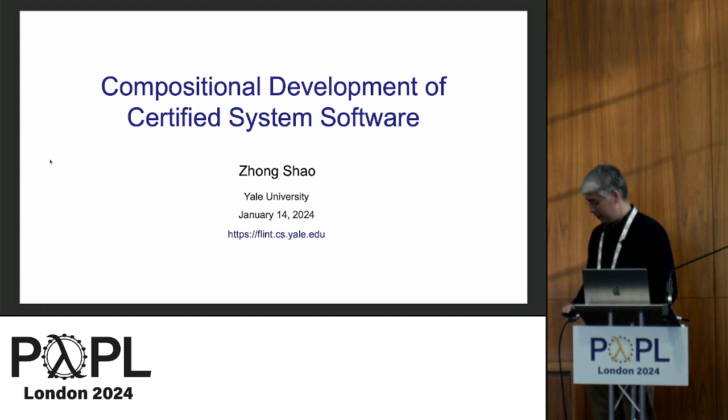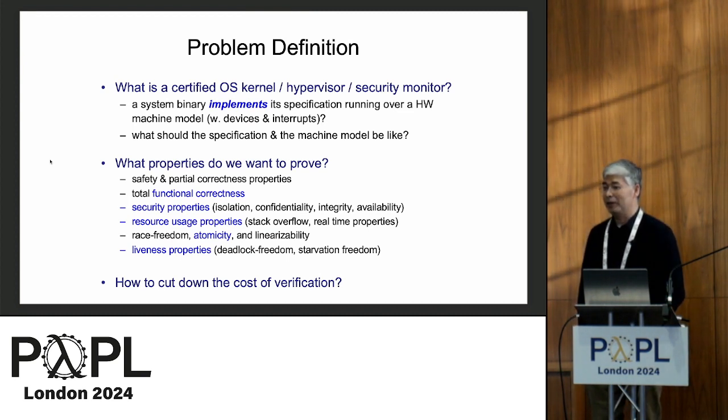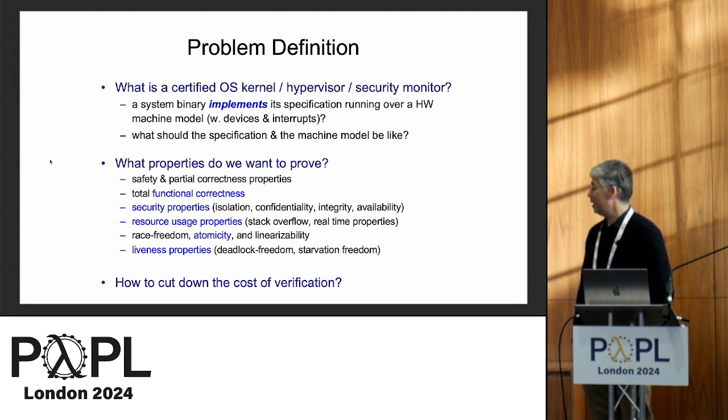So what's the problem that my group has been working on? We try to formally verify operating system kernels, or hypervisors or security monitors. It's kind of like proof-carrying code, right? You have a system binary. You implement your operating system call specification on a piece of hardware, and you have a specification. You have a machine model. You try to show that the code indeed implements the spec.